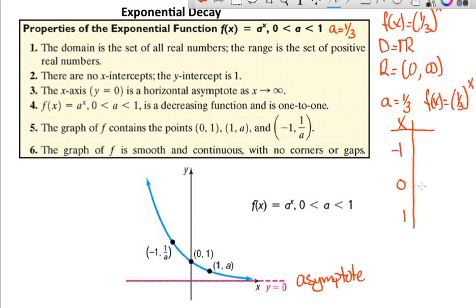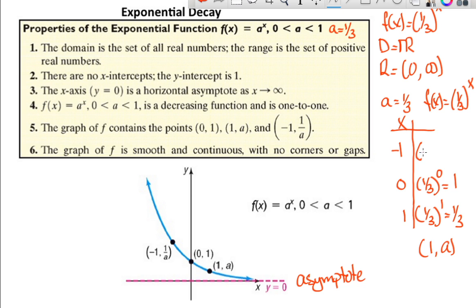So at 0, that's the easy point. Again, this is the anchor: 1/3 to the power of 0. Anything to the power of 0 is 1, so (0, 1) is still on there. If you use 1, you just get the 1/3. Okay, and that indeed is 1. And then we get a over here because a is 1/3.